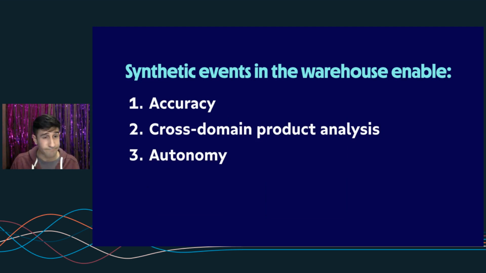So we've walked through what synthetic events are, why they're a compelling solution to a problem now, and the reasons why those three benefits actually work in practice. And again, those three benefits are accuracy in your reporting, enabling cross-domain product analyses, but reasonably you could also imagine sending this data out to many consumers. And finally, autonomy and agility for your data team.